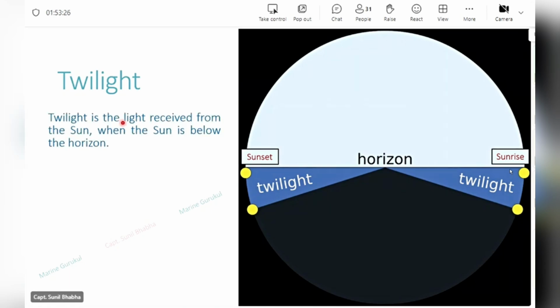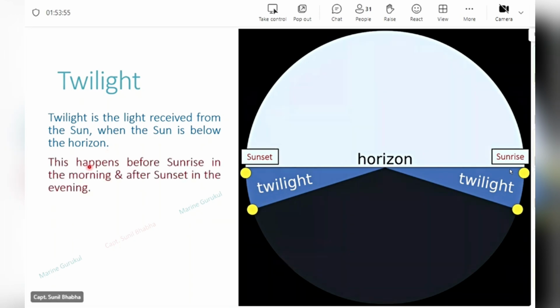Now, twilight is the light received from the sun when the sun is below our horizon. Now, we receive the light from the sun when it is above our horizon, and we call that light sunlight. But we also receive some light when the sun is below our horizon and close to it, and that is the light which we call twilight. This happens before sunrise in the morning and after sunset in the evening.